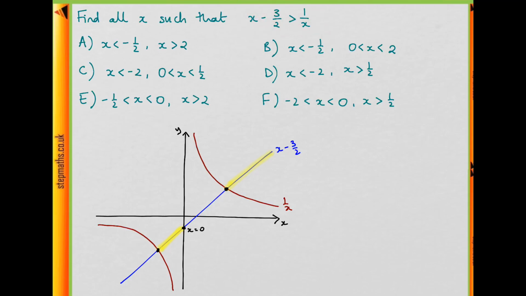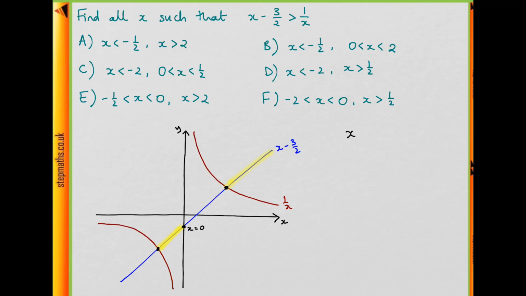So if we find where they cross, we're going to put (x minus 3)/2 equal to 1/x, and if I just multiply through by x, that's going to give us x squared minus 3/2 x equal to 1. Let's bring this 1 over so that we've got everything on the same side. Then that's going to be x squared minus 3/2 x minus 1 equals 0. And so now we've got a quadratic in x, and you can solve this however you want.